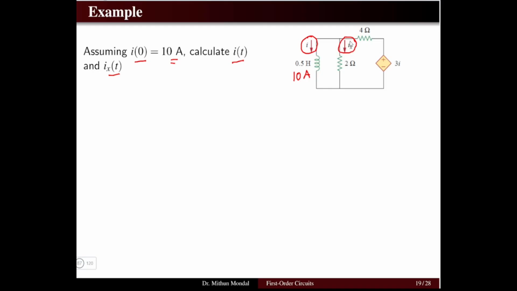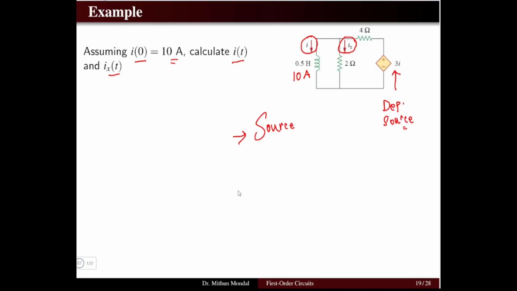Now the first thing that we need to observe is whether the circuit has any source or not. While observing, we see that the circuit has one source. However, the source is a dependent source. It means that the circuit does not have any independent source.